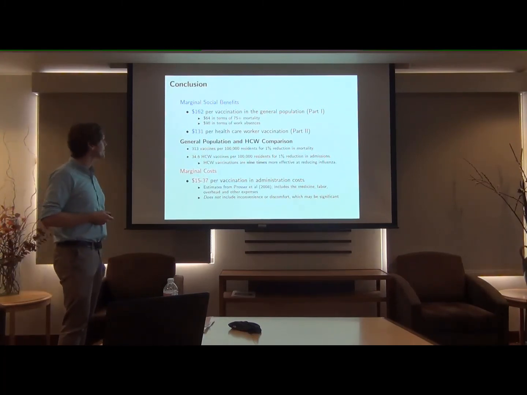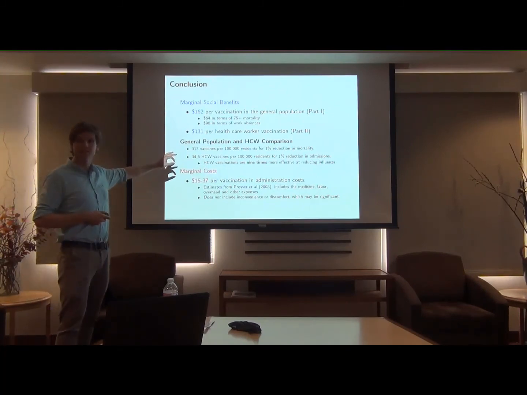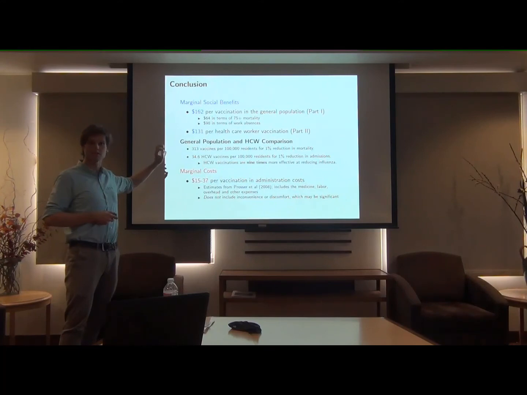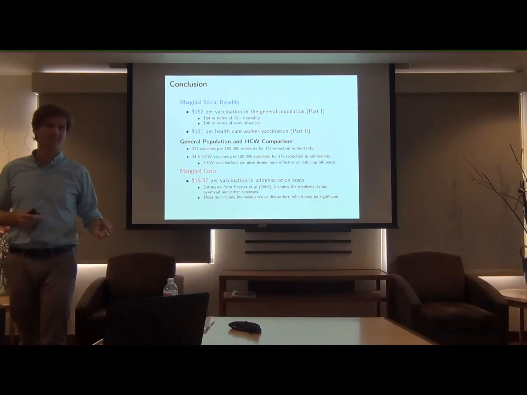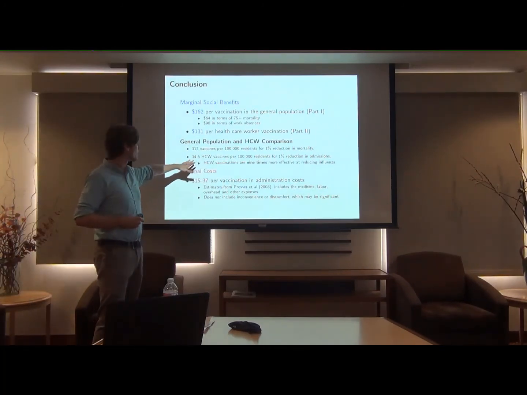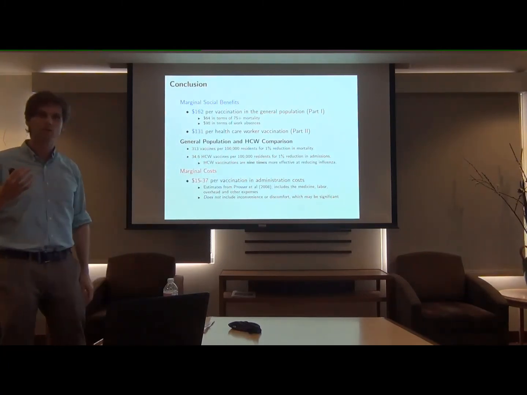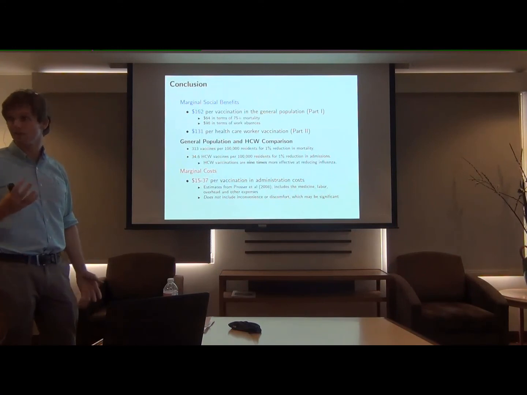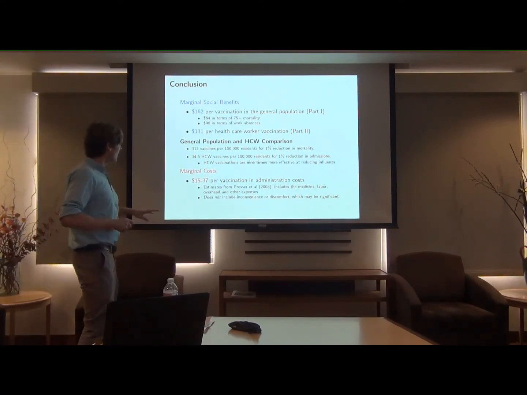So for a 1% reduction in mortality, about 300 vaccines per 100,000 residents. And that's 300 general population vaccinations. For a 1% reduction in hospital admissions, about 35 healthcare worker vaccinations per 100,000 population. All right? So what this implies is that healthcare worker vaccinations are about 9 times more effective at reducing influenza as compared to vaccination in the general population, under some fairly strong assumptions.